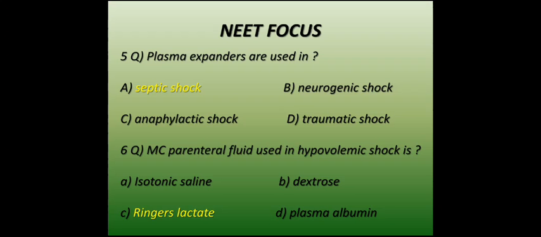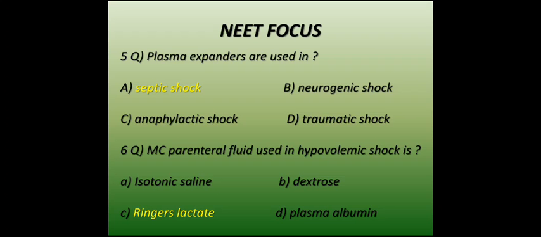Okay, next coming to most common parenteral fluid used in the hypovolemic shock: isotonic saline, dextrose, Ringer's lactate and plasma albumin. Let's discuss option wise. First is isotonic saline. It is used in 0.9% concentration. It has high concentrations of sodium and chloride. It is given in dehydration, vomiting, gastric or duodenal aspiration situations. Okay. Next, dextrose. It is given in 5% and it is given in hypoglycemic condition. Okay. Next is Ringer's lactate.